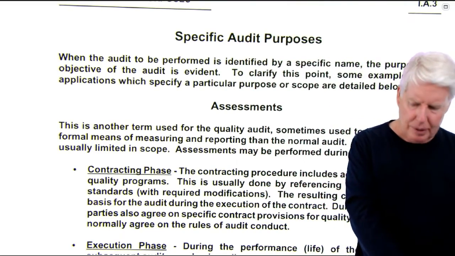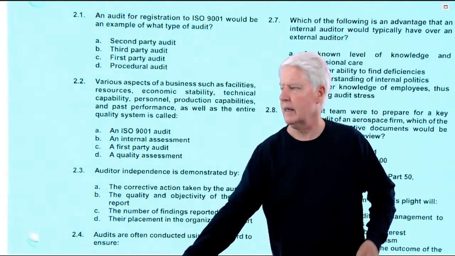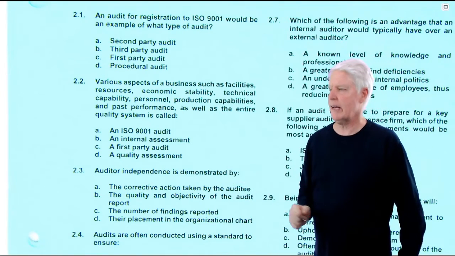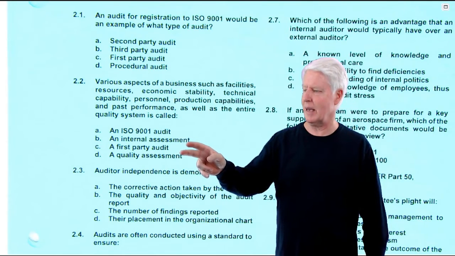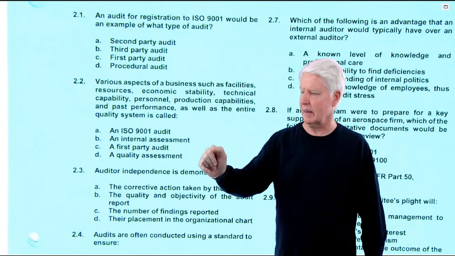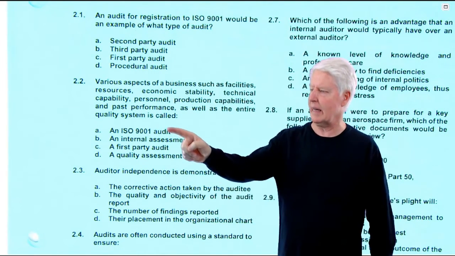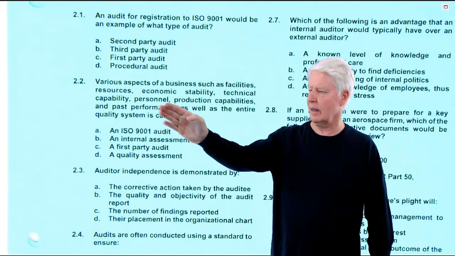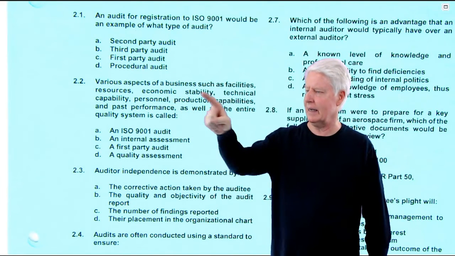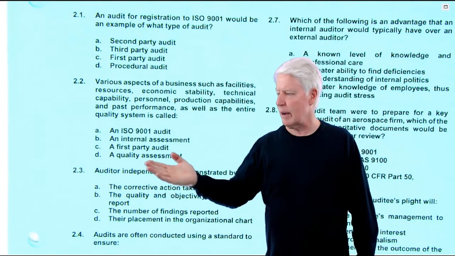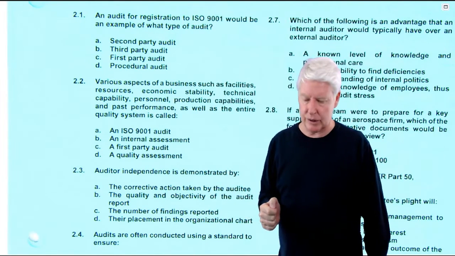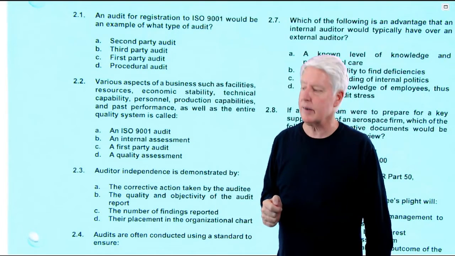So anyway, by process of elimination mostly, I realized this is a quality assessment, so I picked D on this one. Remember, these two mean the same thing, first party and internal audit. Okay, and ISO 9001, a lot of this is all right, but not economic stability. There's probably other ones that aren't in an ISO audit either. So anyway, by process of elimination, I knew it was D. Question 2, is it D? Yes, it is.